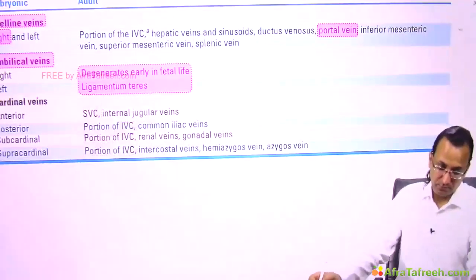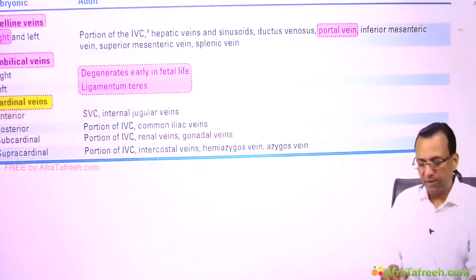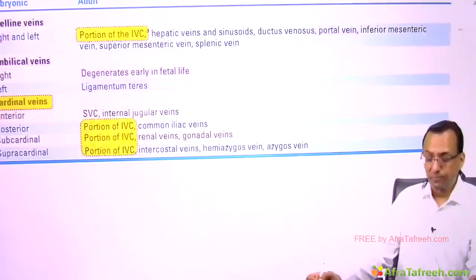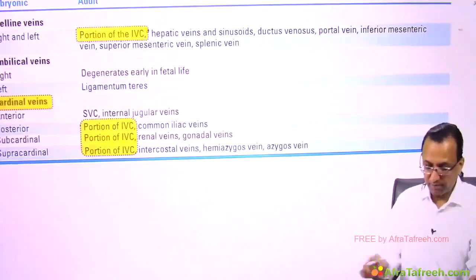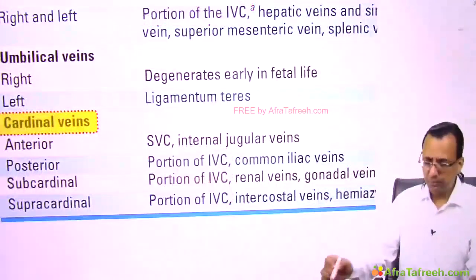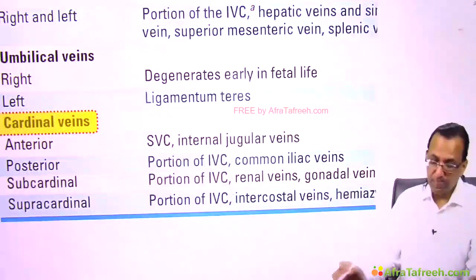What is the anterior cardinal vein contributing to? Anterior cardinal vein contributes to the superior vena cava. That you have known, but I am more concerned with the inferior vena cava. So you want to discuss inferior vena cava now? Yes. Who is contributing? 4 veins. You have to remember 4 names.